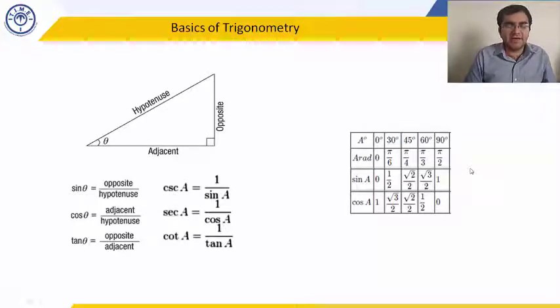Otherwise it's fine. Cos A decreases from 0 to 180, increases from 180 to 360. Okay.